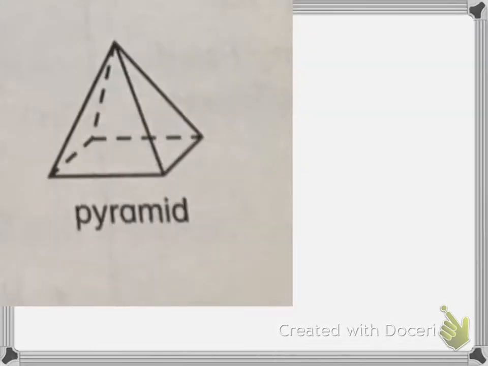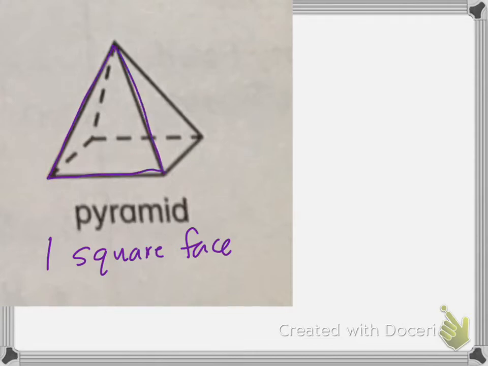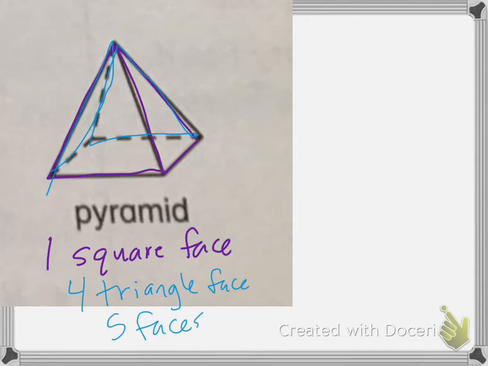So on this one we have a pyramid, and if you notice, the bottom of the pyramid is a square, and then it has triangles for the sides. So a pyramid has 1 square face. That's the base here. And then it has a total of 4 triangle faces. There's 1, 2, 1 in the back, 3, and this one to the side, 4. So there would be 4 triangle faces. So that's a total of 5 faces for a pyramid.